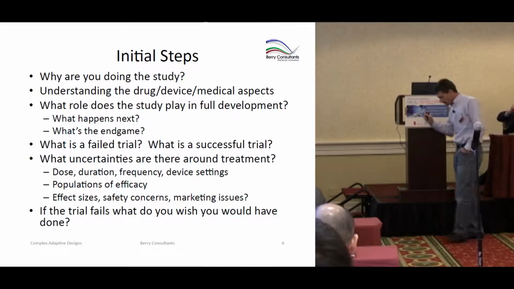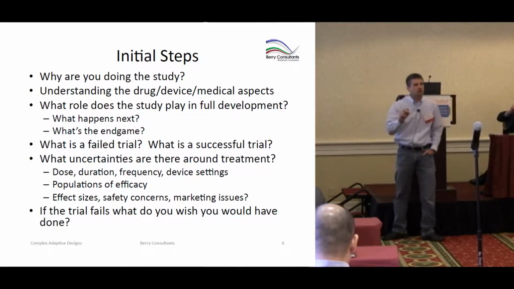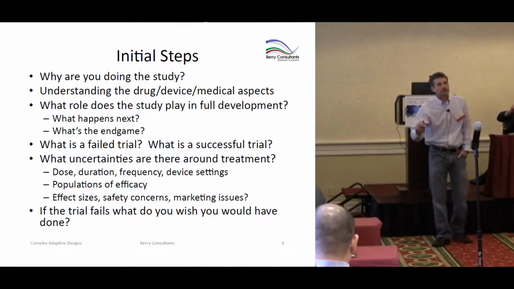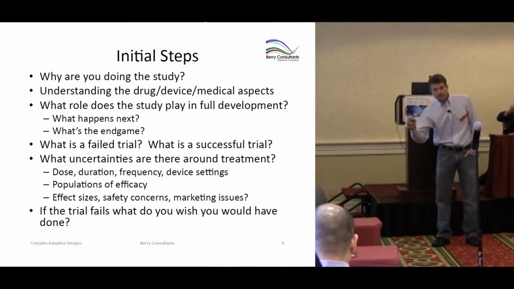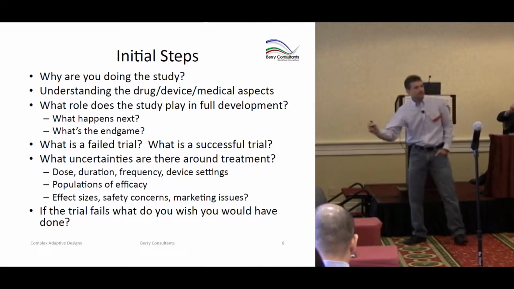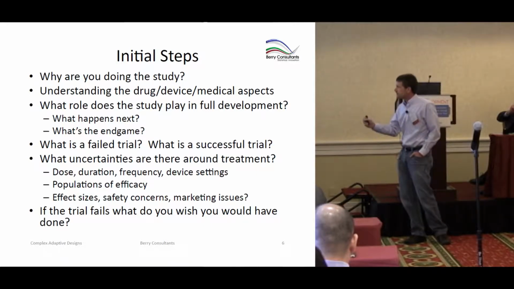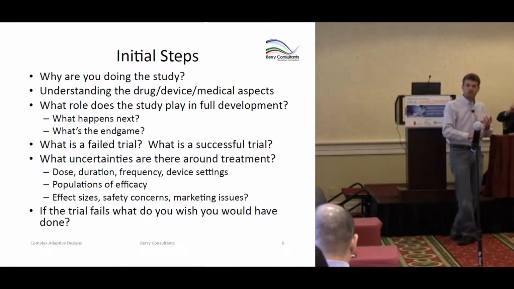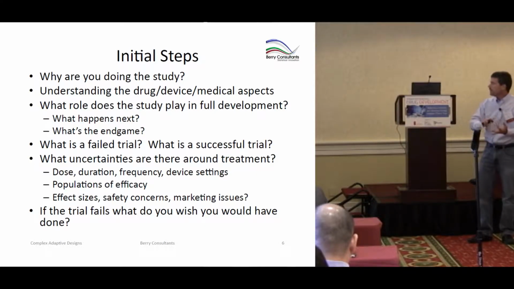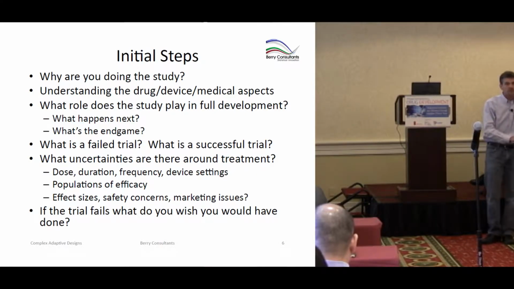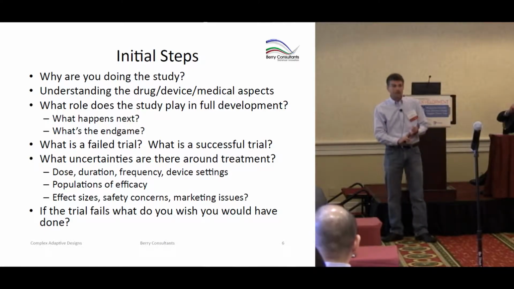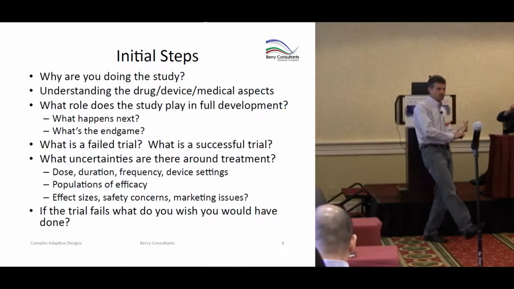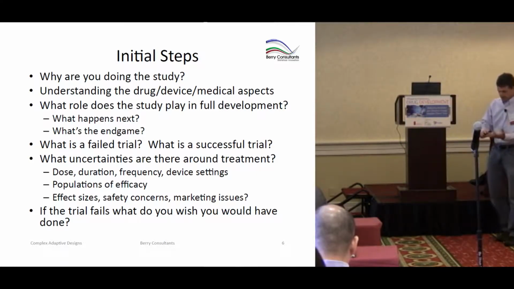The critical part of this is then what's uncertain about our drug or device. If we know everything about the drug, we know the right dose, we know the right frequency, we know the effect size, we typically can design the right trial. But most of the time we don't know these. What frequency should it be given in? What's the duration? What are the device settings if it's a device? What dose to use? What is the right population? Do we know what the right population is in that circumstance? Do we know the effect size? Many of these things are uncertain.